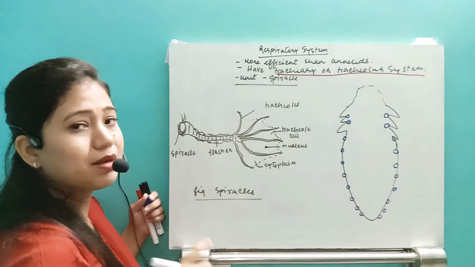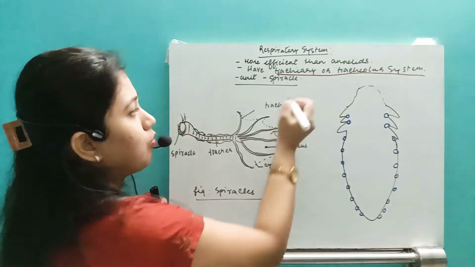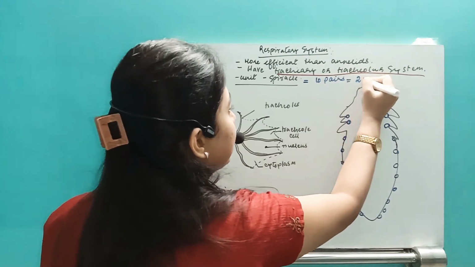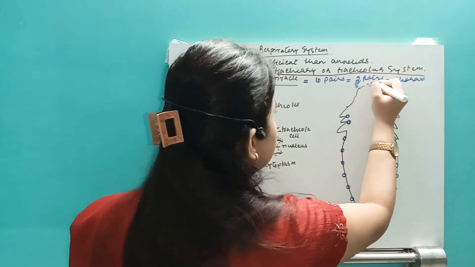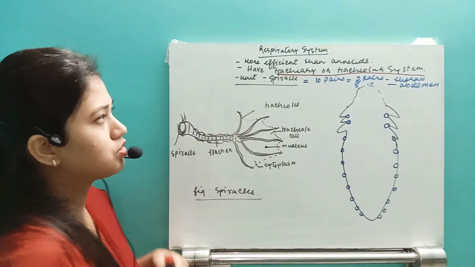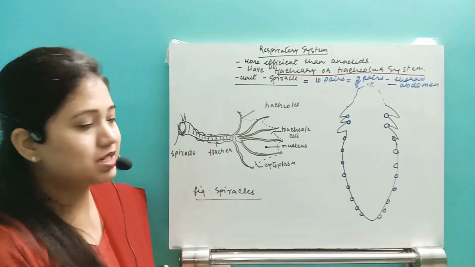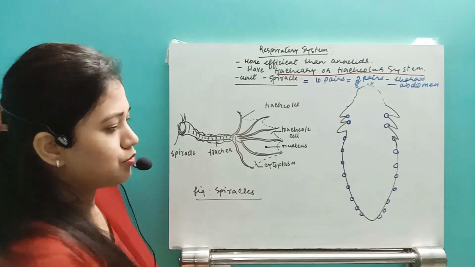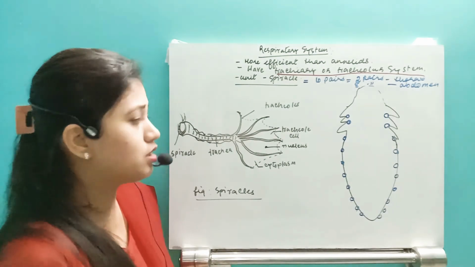So how many spiracles are present? 1, 2, 3, 4, 5, 6, 7, 8, 9, 10. So 10 pairs of spiracles are present: 2 pairs in the thorax and 8 pairs in the abdomen. Remember that one, this is very important. So spiracles are 10 pairs. 2 pairs are present in the thorax region, one on either side, and in the abdomen, in the 8 abdominal segments, 8 spiracles will be there.